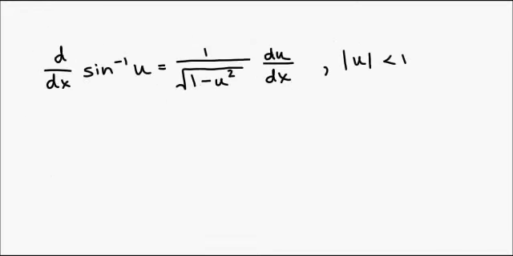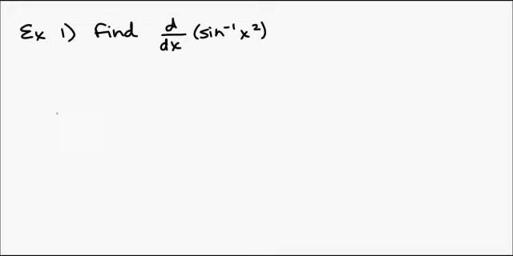Okay, this is the derivative of arc sine, so d dx arc sine u is equal to 1 over the square root of 1 minus u squared times du dx, so long as the absolute value of u is less than 1. First example asks us to find d dx of arc sine of x squared. Let's give this a shot here.